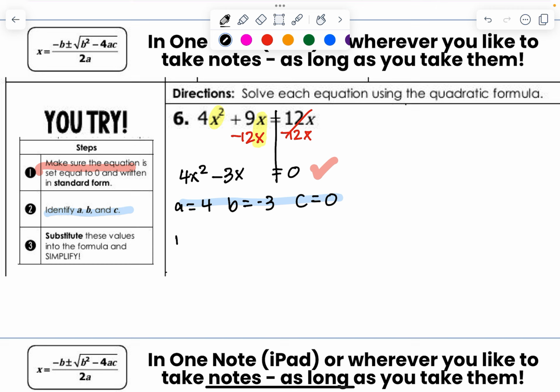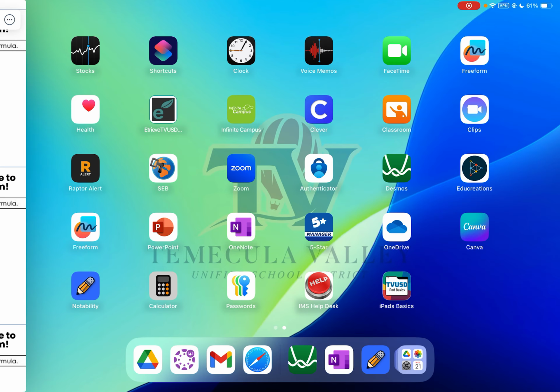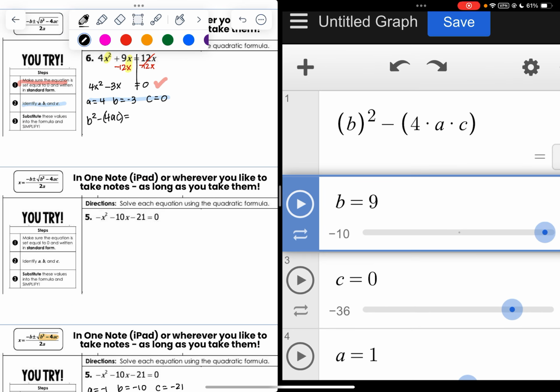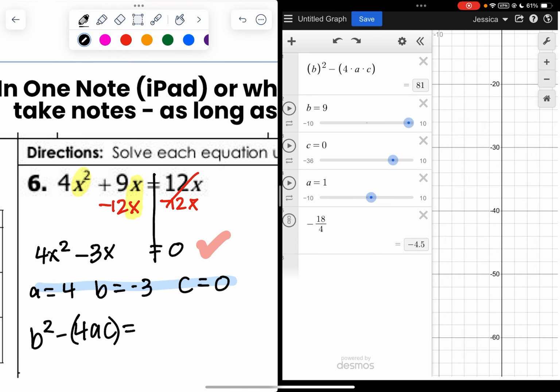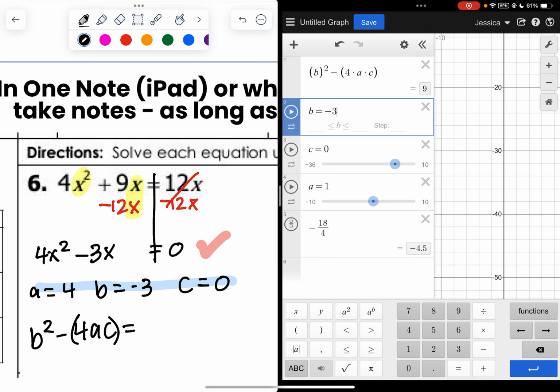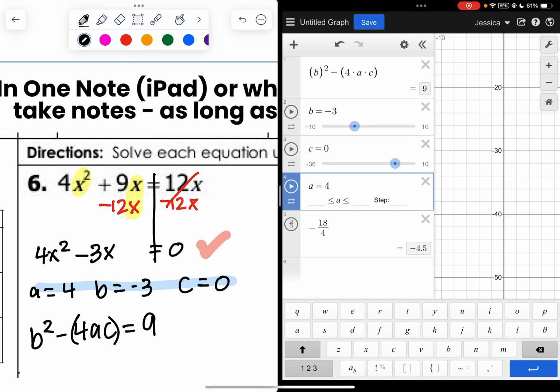Perfect. Next step, figure out what b squared minus 4ac is in Desmos, right? B squared minus 4ac. B squared, B was negative 3, C was 0, A was 4. You can see that b squared minus 4ac is 9. Cool. It's 9, which is great.